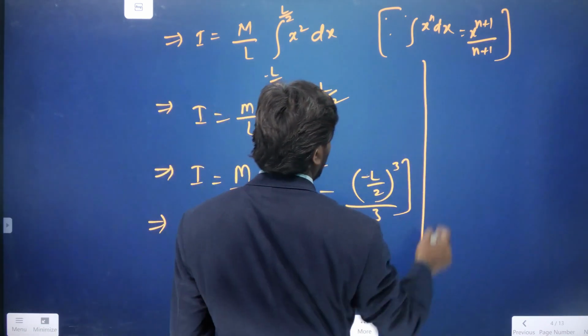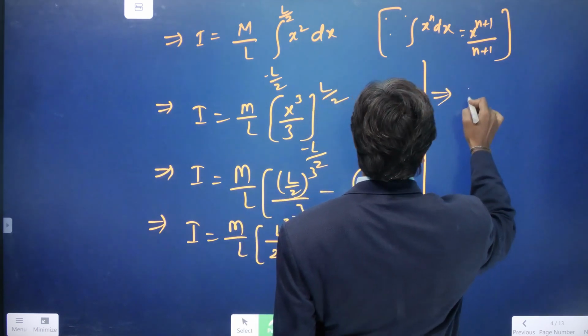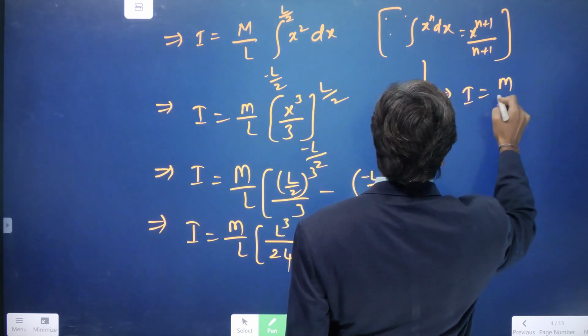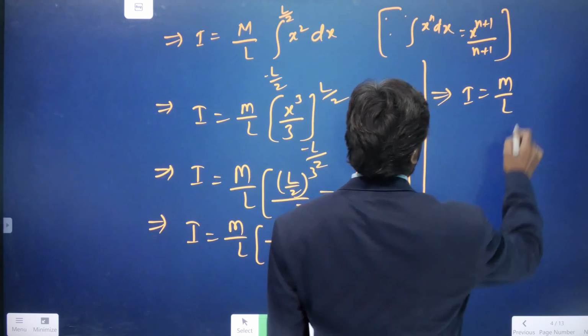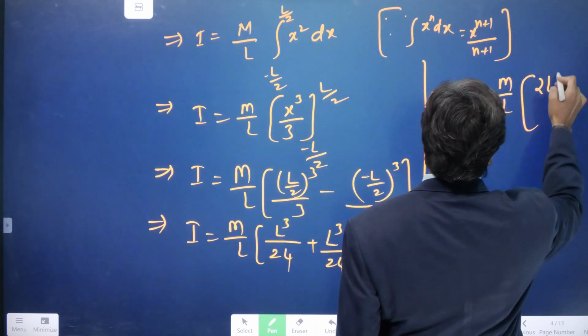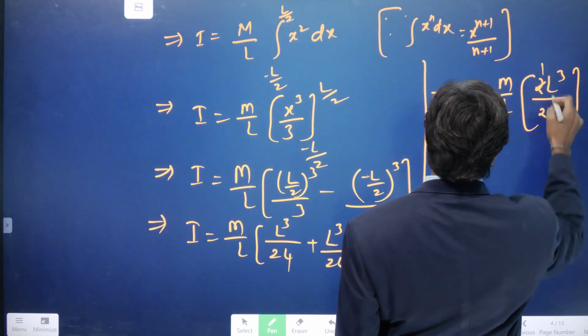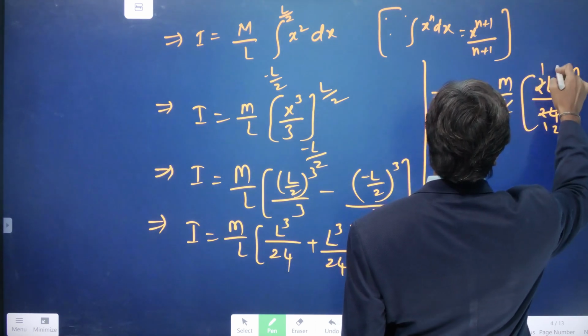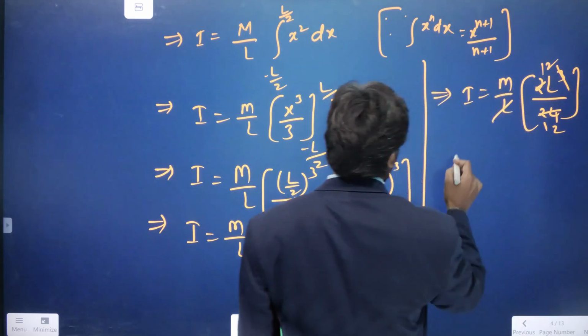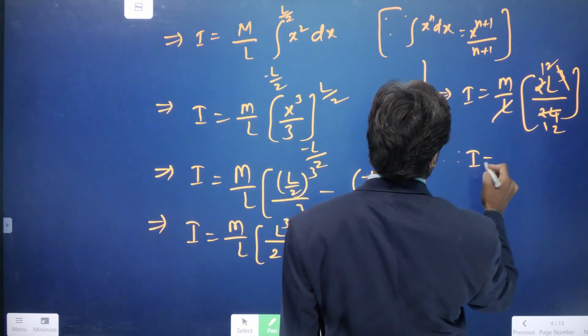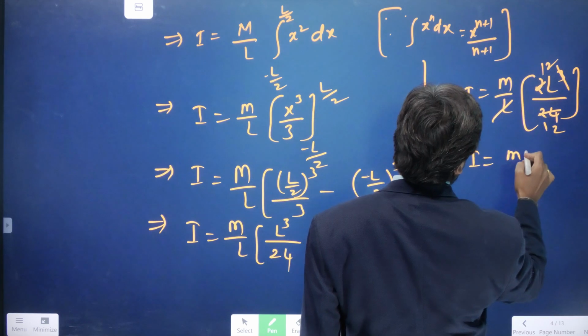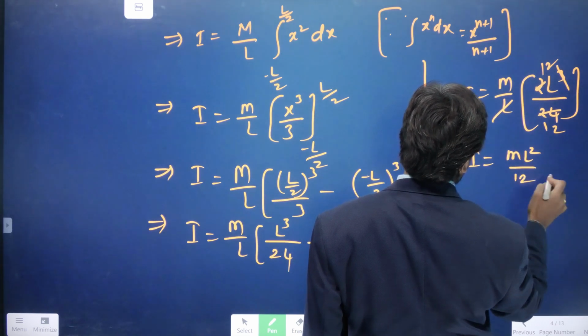That value I is equal to M by L into 2 L cube divided by 24. So 2 into 12 is 24, and L cancels with one L, and the 2 cancels. Therefore the moment of inertia of the rod can be written as M L square divided by 12.